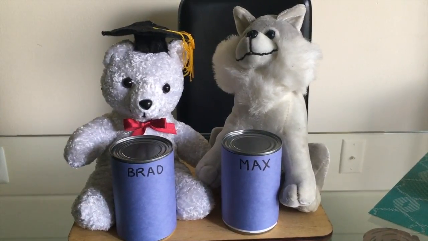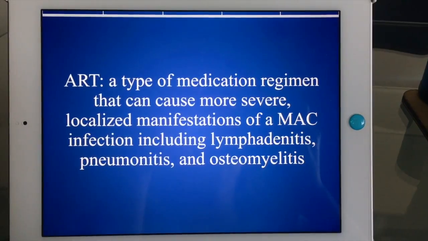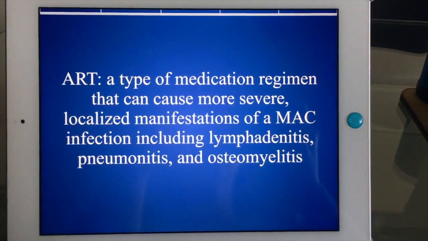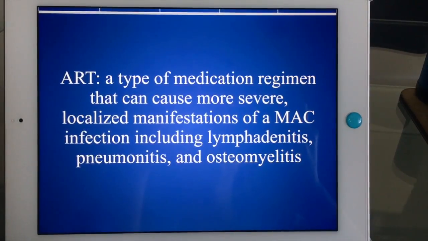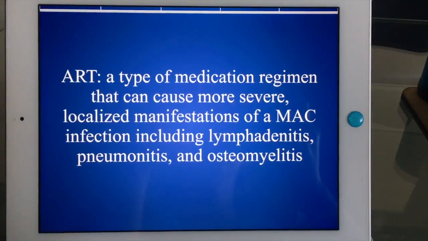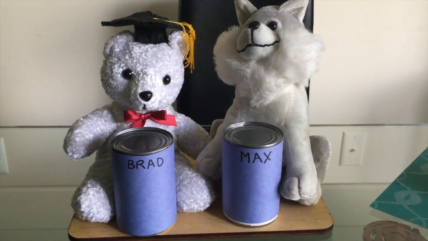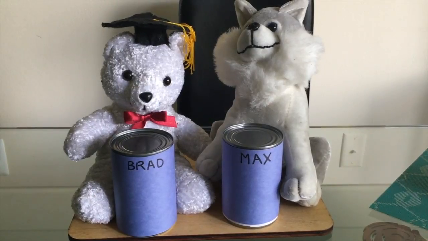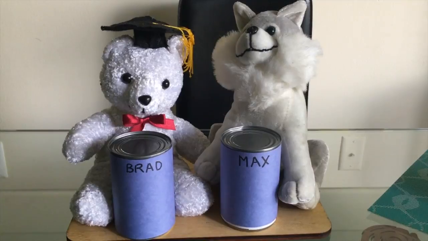Let's try abbreviations for 400, Amy. Your clue is ART, a type of medication regimen that can cause more severe, localized manifestations of a MAC infection, including lymphadenitis, pneumonitis, and osteomyelitis. What is antiretroviral therapy? You're correct, Brad. You're on the board for 400 points.